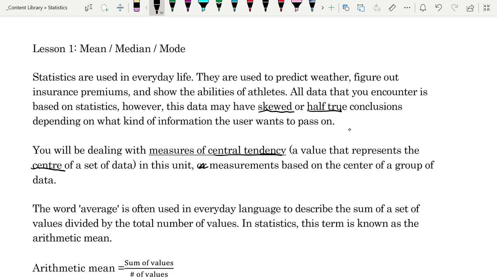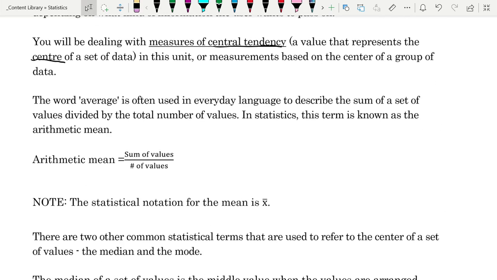The word average is often used in everyday language to describe the sum of a set of values divided by the total number of values. In statistics, this term is known as the arithmetic mean. So most of the time when somebody says, what's the average? You probably just think, I'll just add up the things and divide by the number of things. That's good, but that's not the only way to calculate an average. That one specifically in mathematics and statistics is called the arithmetic mean.